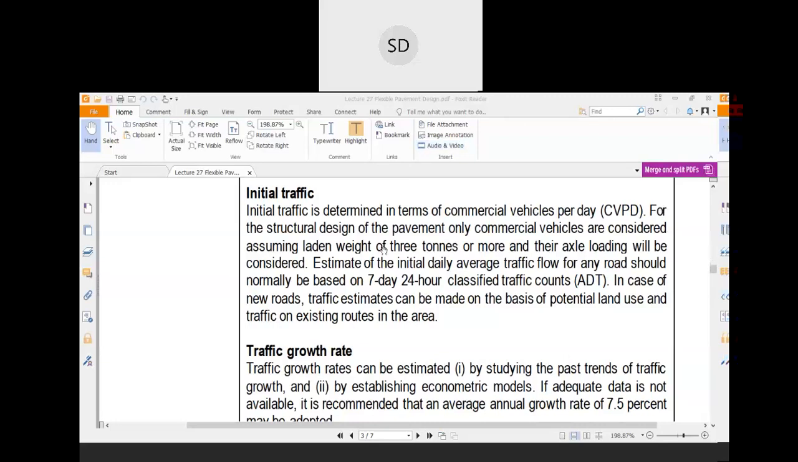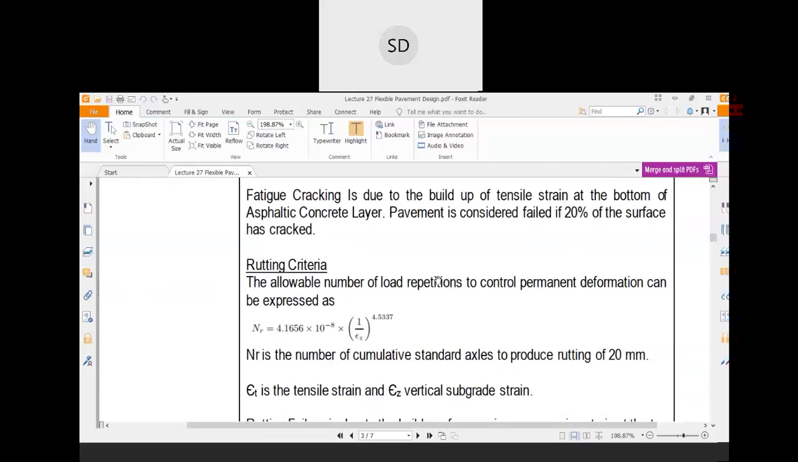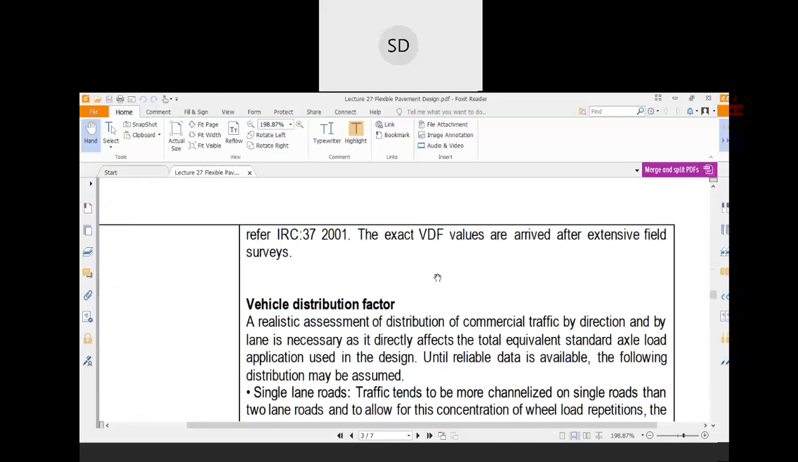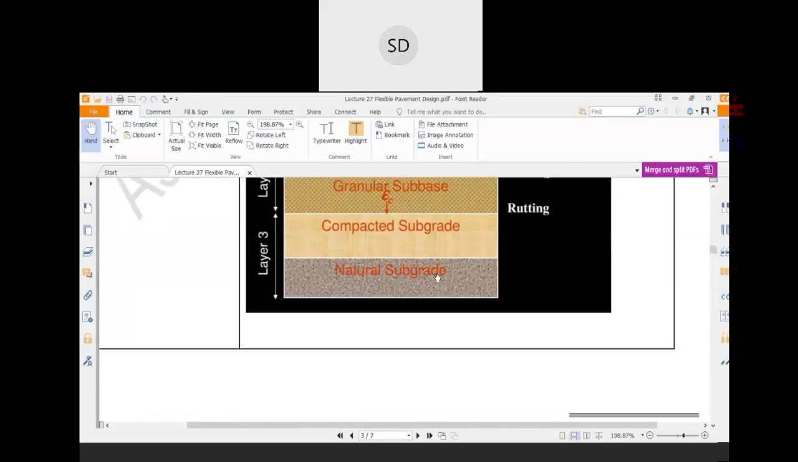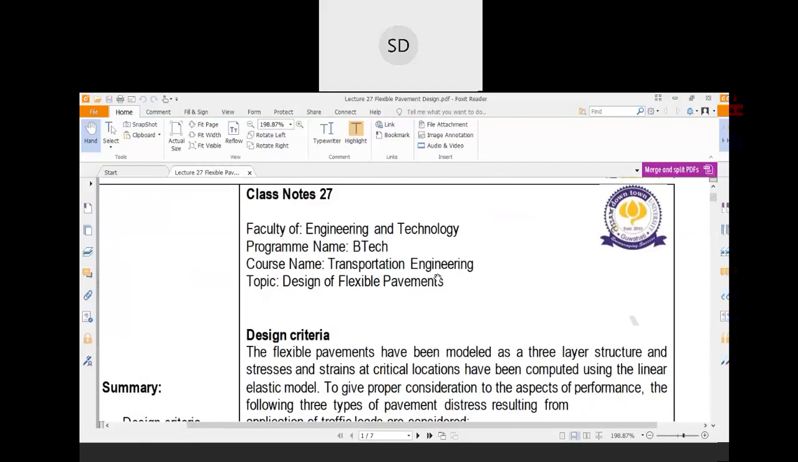So if it is clear, I want to ask you some questions. See, in the initial traffic, it is written here that commercial vehicles are considered assuming a laden weight of 3 tons or more. Okay, that is, you are considering a laden weight of 3 tons or more as commercial vehicles. But in the next case, it is written that you are taking a load of 8160 kg for your laden weight standard axle load. So what is the difference between these two?